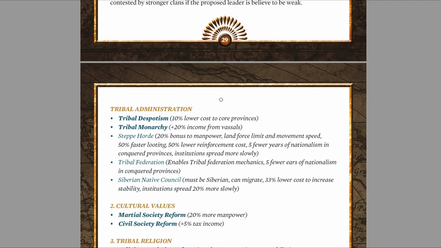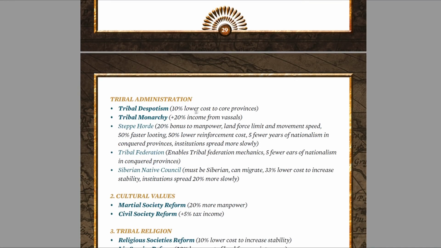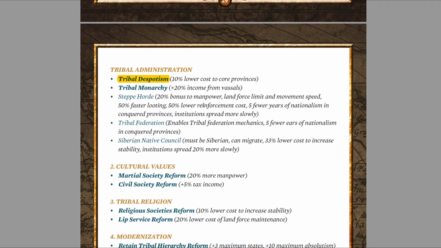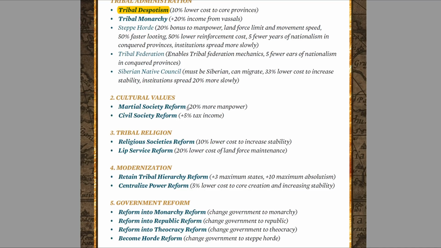All right, tribal governments. 10% lower cost to core provinces, 20% income for vassals. Oh my god. Every time, CCR. Yes, please. Thank you. Second reform, 20% more manpower, 5% tax income.